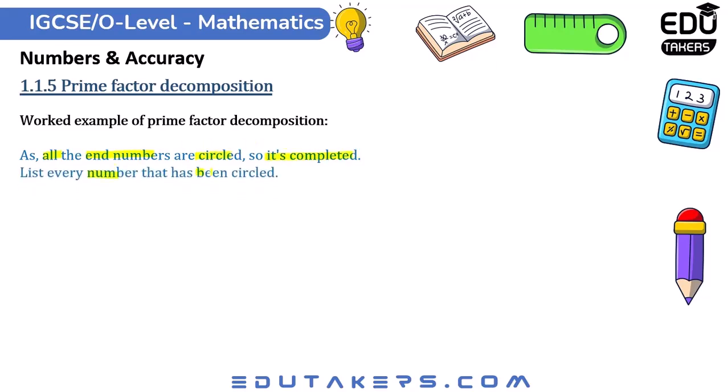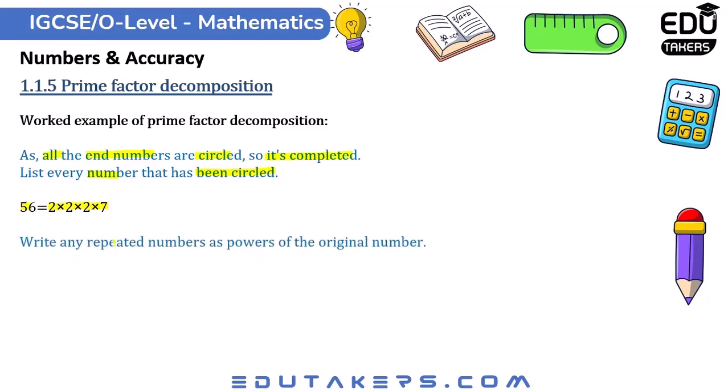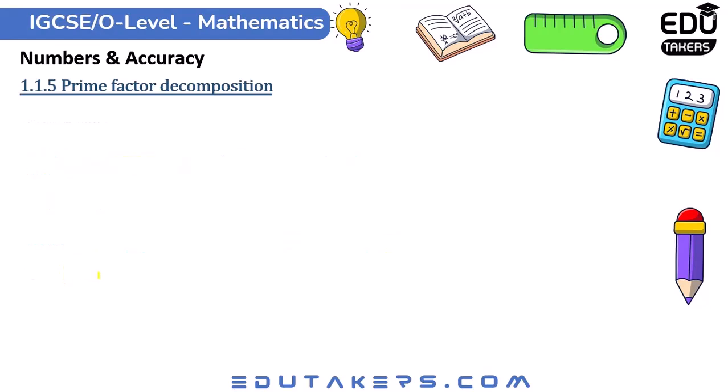List every number that has been circled. So 56 equals 2 times 2 times 2 times 7. Write any repeated numbers as powers of the original number. Here we have 2 three times. So 2 raised to power 3 times 7.